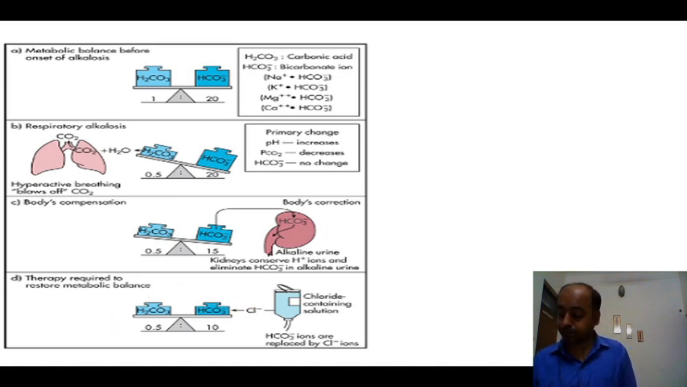All right. Remember, body correction will only result in partial compensation in all the images we have seen, whether it is metabolic acidosis, alkalosis, respiratory acidosis, or alkalosis. The body correction is only resulting in a partial compensation. It is never complete.